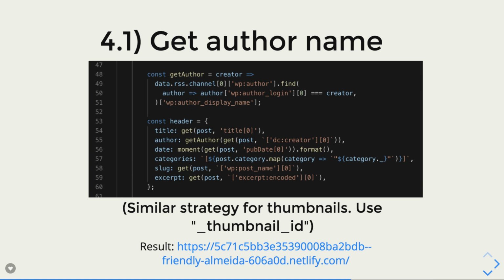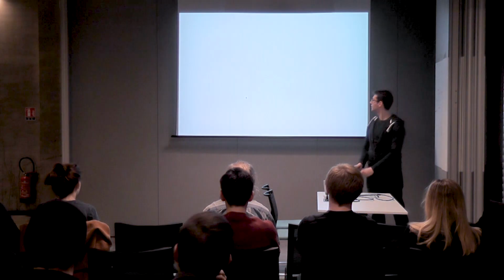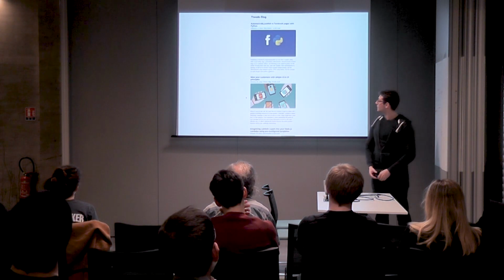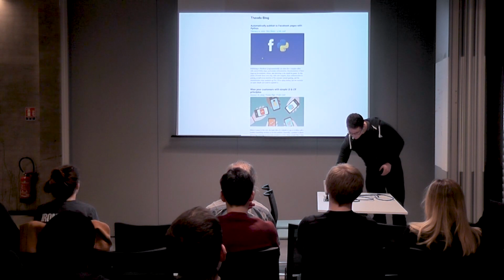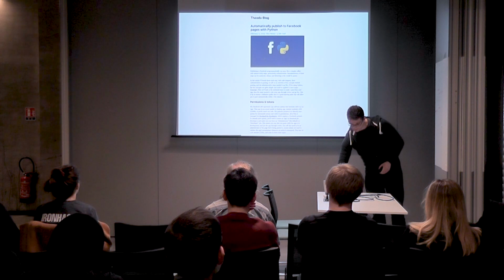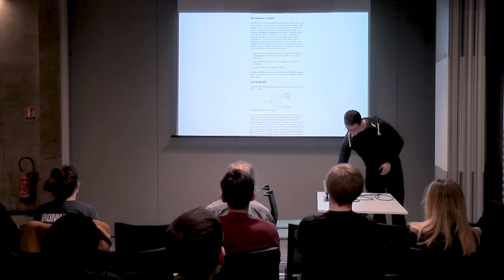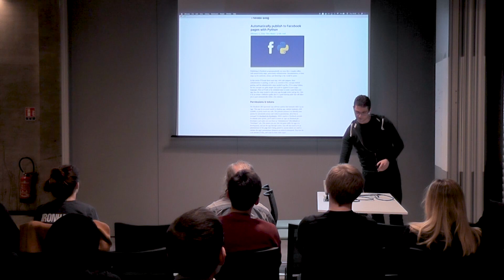And we can use a very similar strategy for getting the thumbnails, so the big images that are shown when you land on the blog, using the thumbnail ID. Let me show that. So that's starting to look a lot better. The authors are working correctly, the images are there. Still have the problem with the code formatting and with the line breaks.